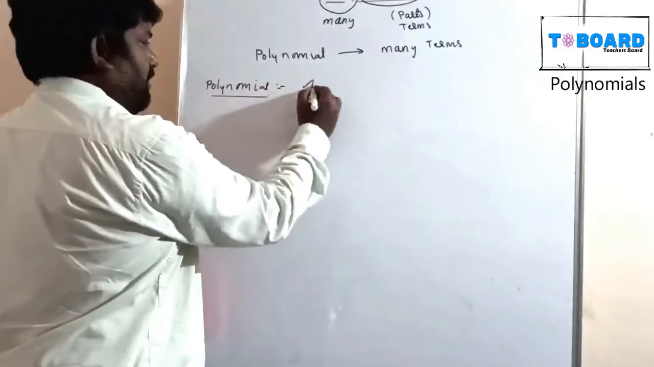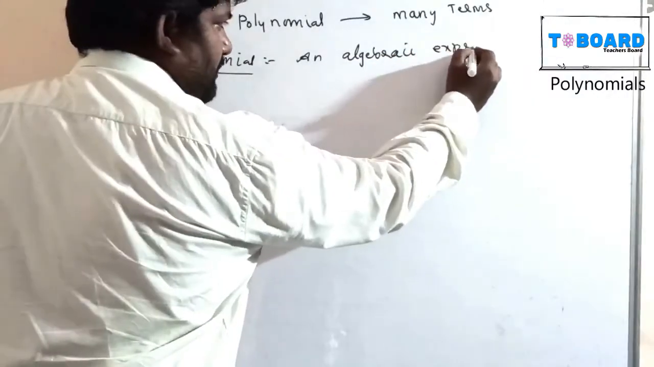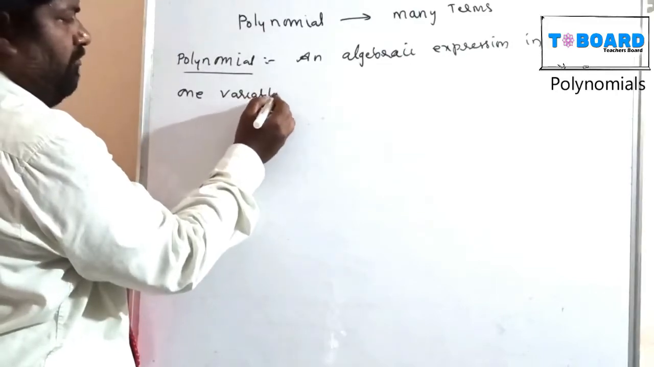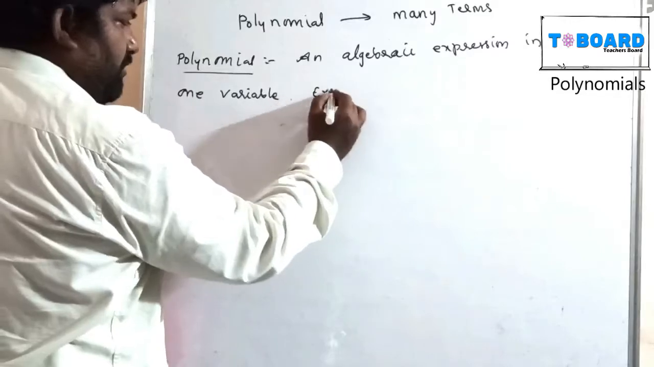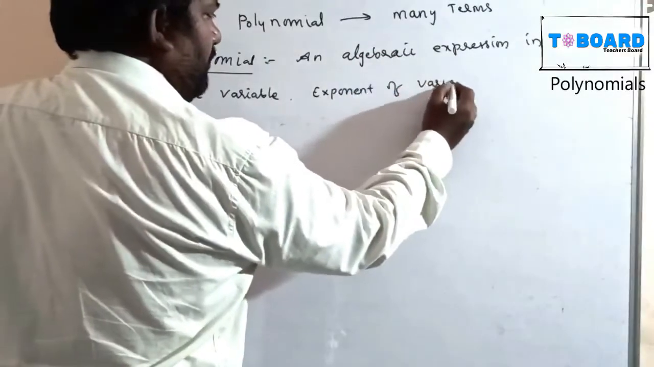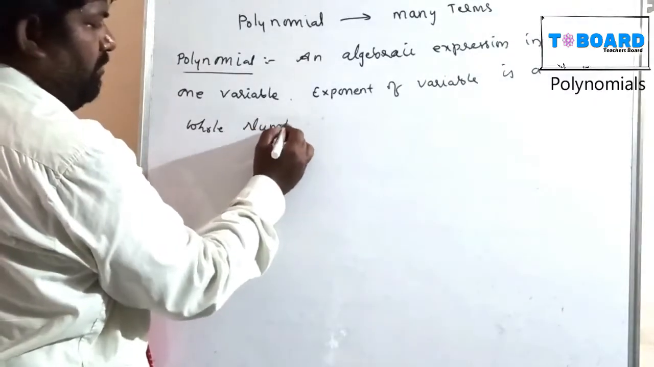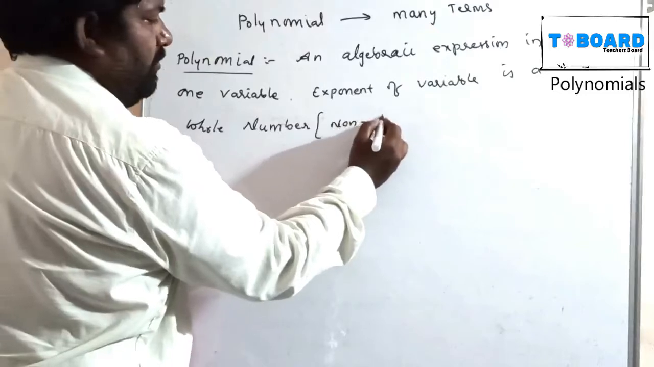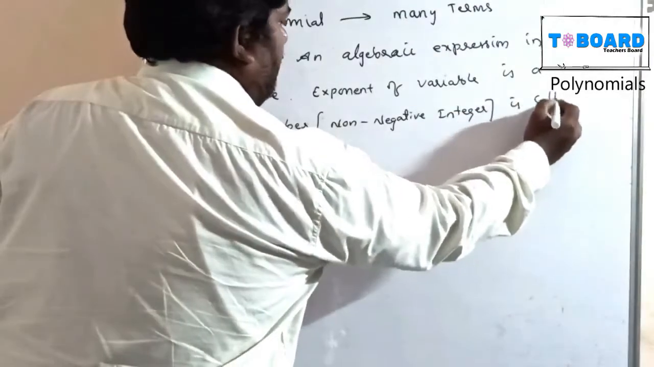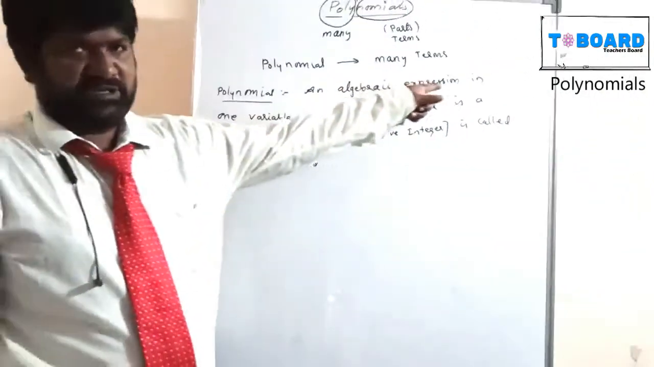What is the definition of polynomial? An algebraic expression in one variable, only one variable, where the exponent of the variable is a whole number, that means a non-negative integer, is called a polynomial.